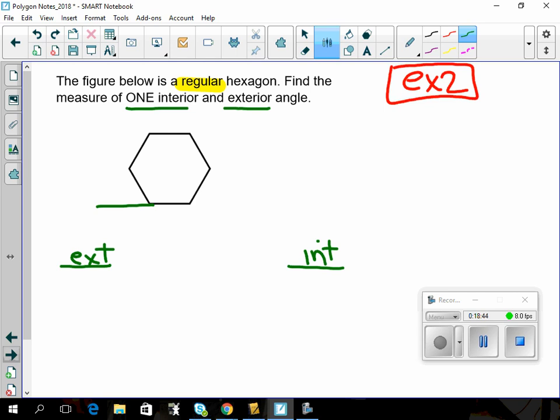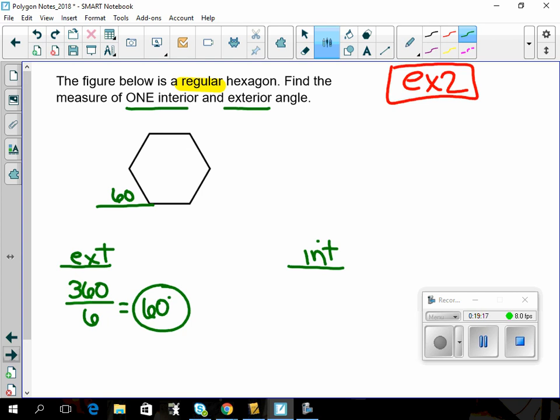How do I find one exterior angle? You had the formula written down somewhere on your paper. What's the formula for one exterior angle? 360. So how many sides do we have? In this case, in a hexagon, we have 6. So it's 60 degrees. I agree. Good. I'm going to even write it up in my picture. The exterior angle is 60.